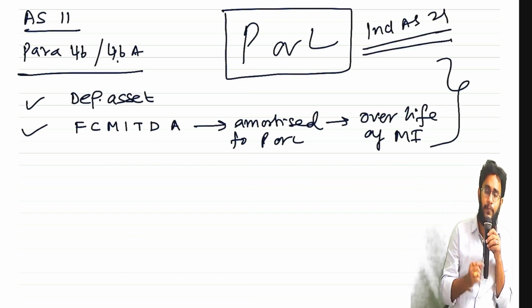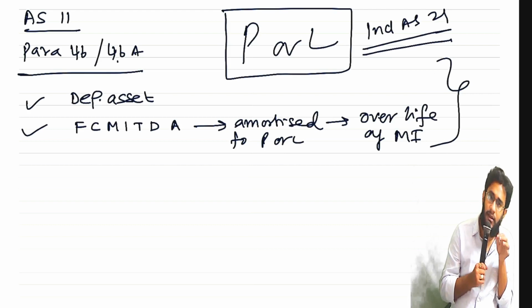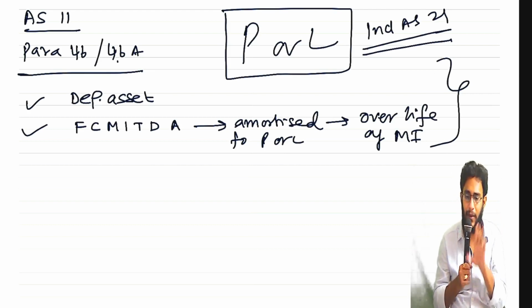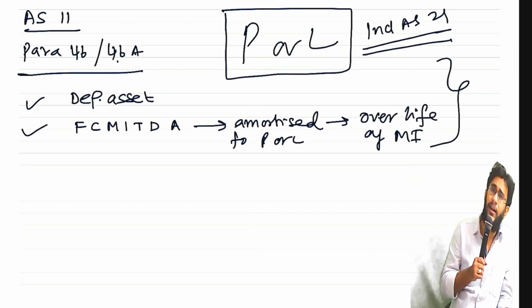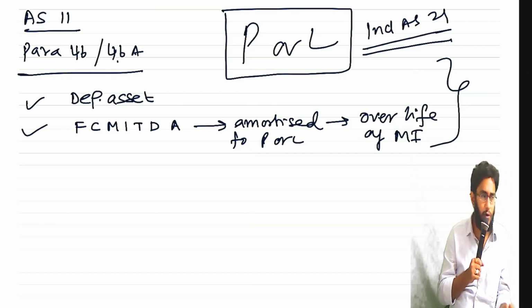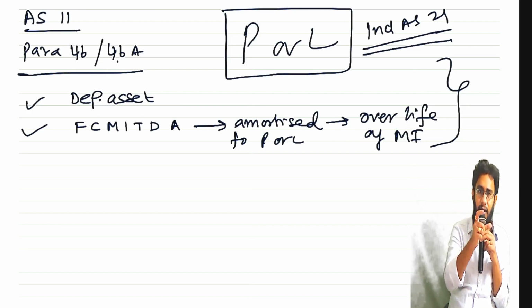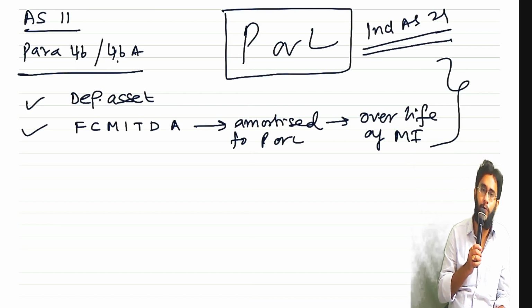Now look at this case. I am A Limited. I have a foreign currency loan given. On this, exchange fluctuations happen every year. These exchange fluctuations, I was parking under FCMITDA, applying paragraph 46, 46A. Now suddenly, Ind AS got applied to me. So I'm standing on the transition date. In my balance sheet, the loan is there, the FCMITD account is there. Okay, now what should I do?